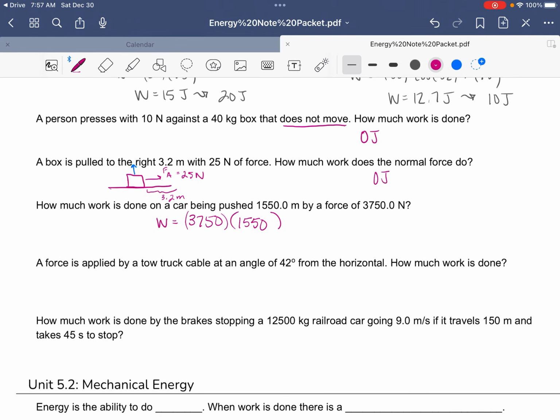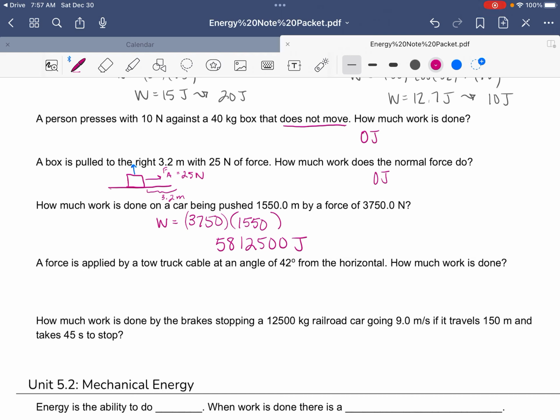So when I put this in my calculator, 3,750 times 1,550, okay, I'm going to get 5,812,500. That is 5 sig figs. Okay, so that would be my work being done by that applied force.